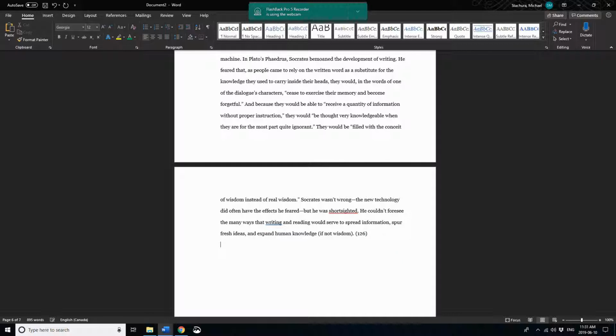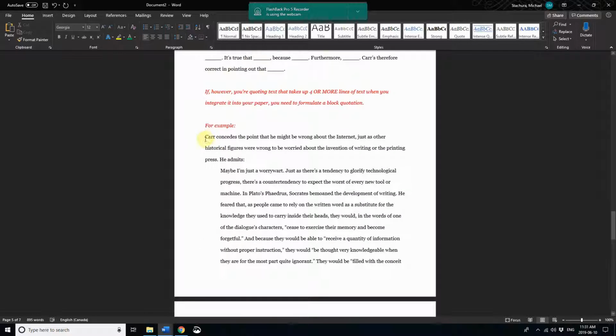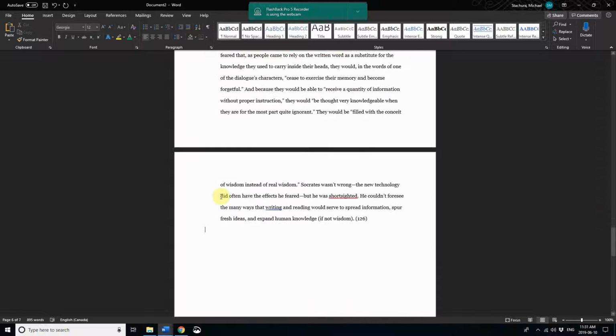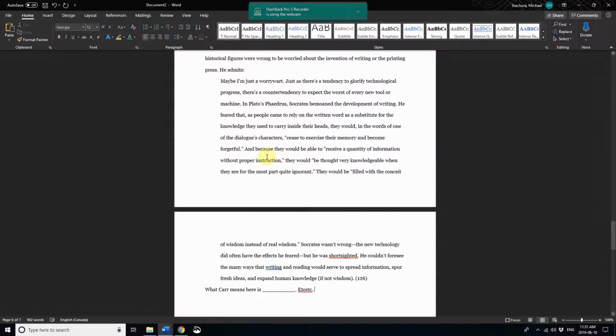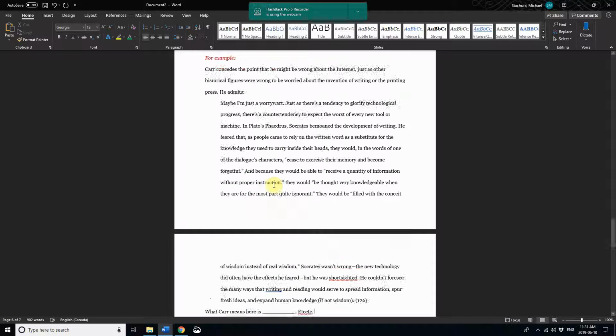Finally, you need to explain the quotation. So you go back to your original alignments and you explain what the quotation means here. So what Carr means here is, and then you explain, etc., etc. Okay, and you would use the rest of your paragraph here to explain the quotation and explain to the reader why it's relevant to your analysis and the point that you're trying to make.